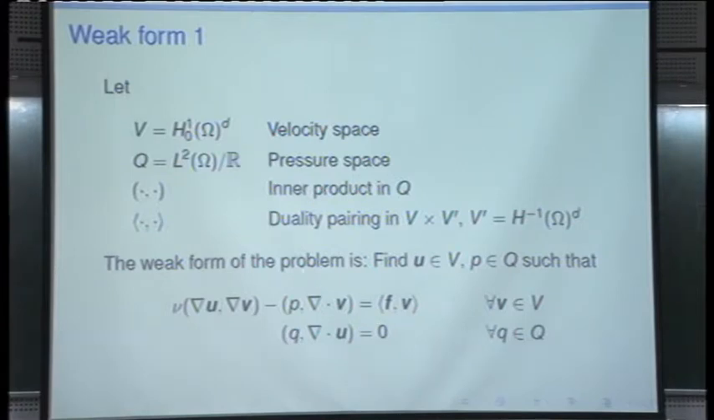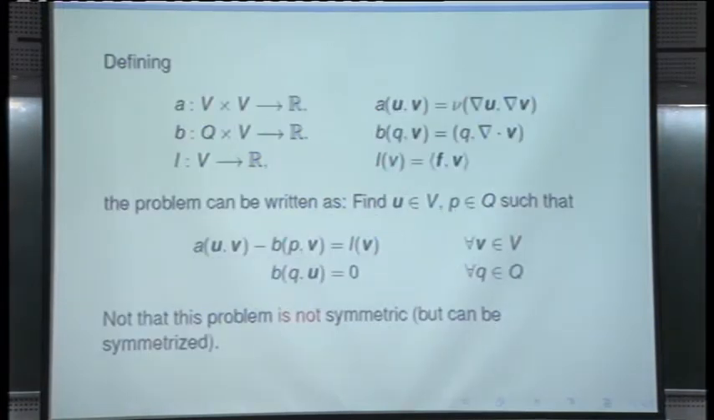So the weak form of the problem is this one. We want to find the velocity in the velocity space and a pressure in the pressure space such that those two variational equations hold for all test functions v and all test functions q in the velocity and the pressure space respectively. Easy. Notation.